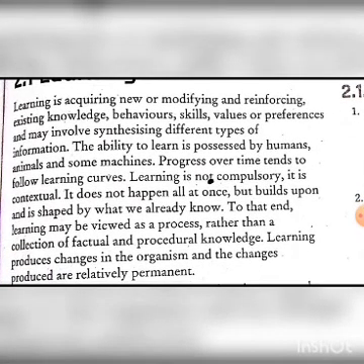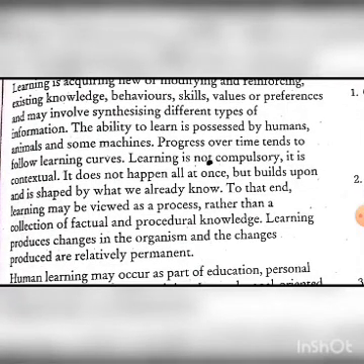Progress over time tends to follow learning curves. Learning is not compulsory, it is contextual. It does not happen all at once, but builds upon and is shaped by what we already know. To that end, learning may be viewed as a process rather than a collection of factual and procedural knowledge.